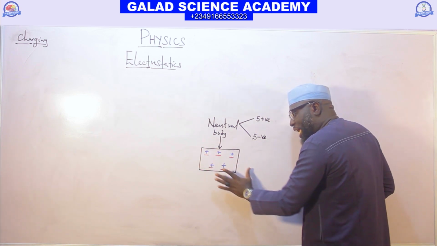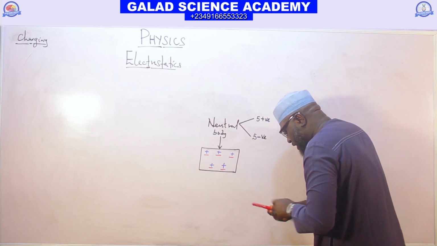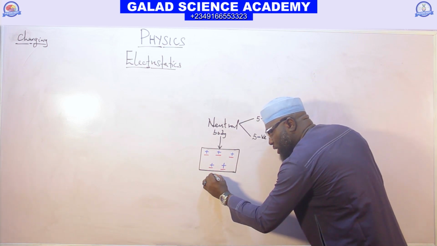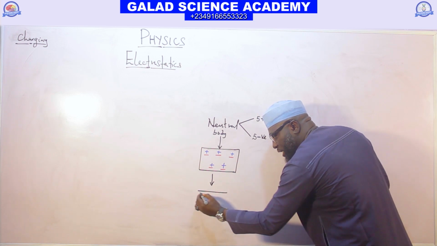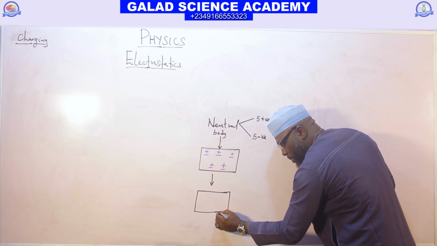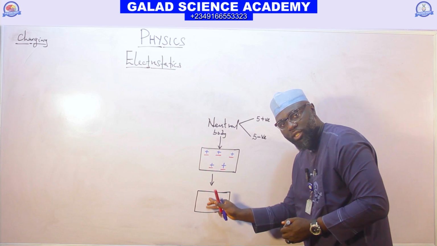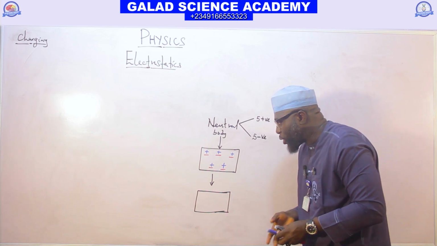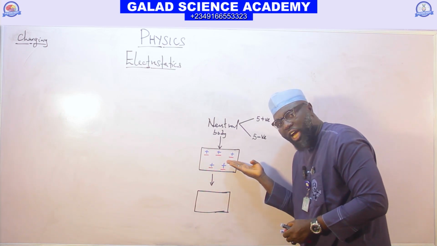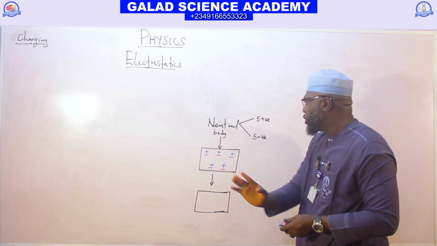So when you are looking at a neutral body, you will draw it in this form, without charge. Why? Because the number of positive charges is equal to the number of negative charges. They cancel each other. Please note.